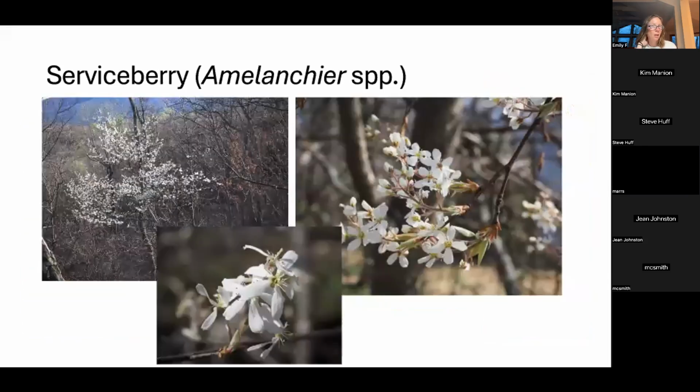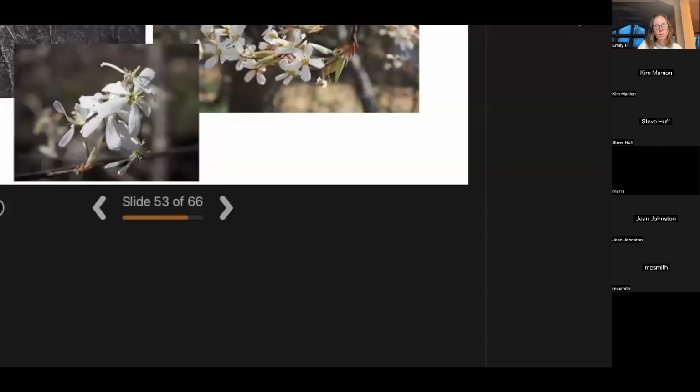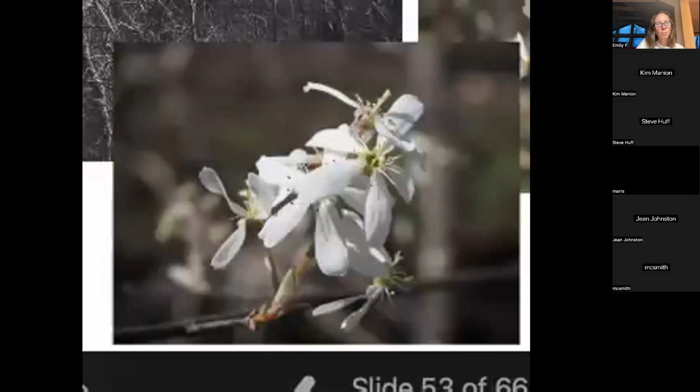Another one that we're going to see as we're going up the mountain on moist slopes in the understory is going to be the serviceberry. We have it over here at a distance, and then we've got it getting closer, and then right here, you can see it close up. And I think, okay, we're going to try something. Let's see if we can do this. I think I can zoom in on that and make it bigger. I hope that happened for you.